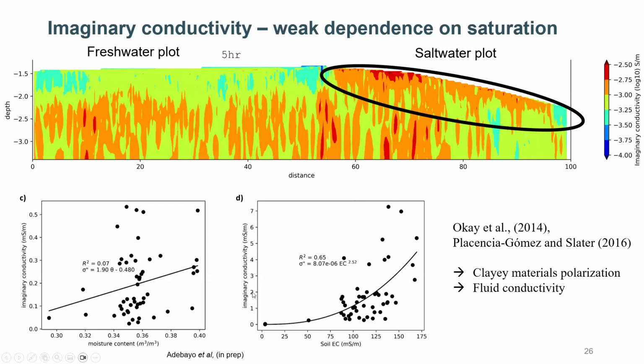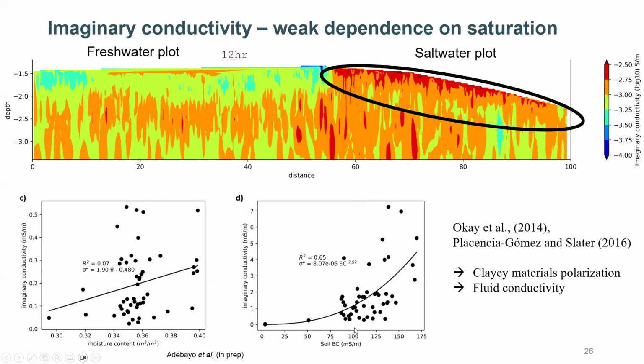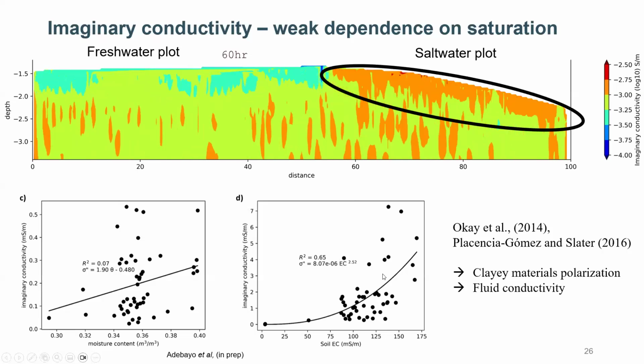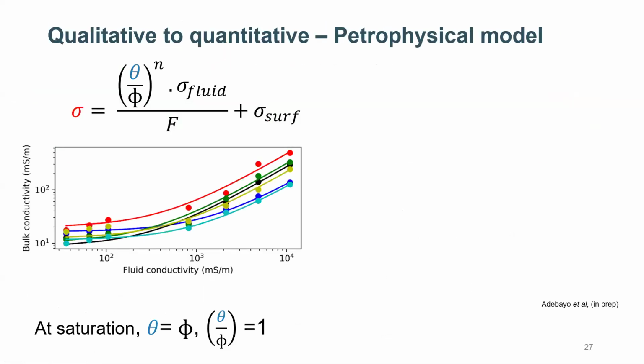But if we check the polarization and the soil salinity, we see a strong relationship, and this is a power law function. So what we did was go back to the lab and try to use the conductivity and the polarization, because we see that the conductivity tells us something about saturation, while the polarization tells us something about salinity.